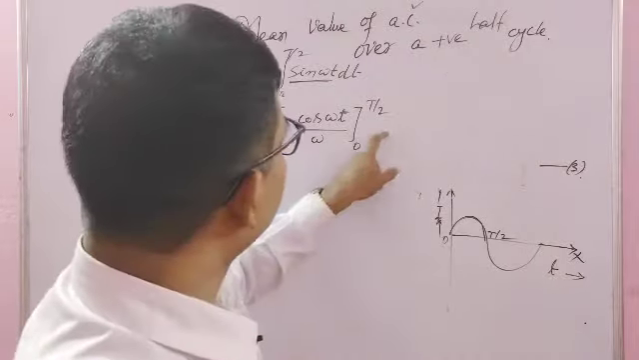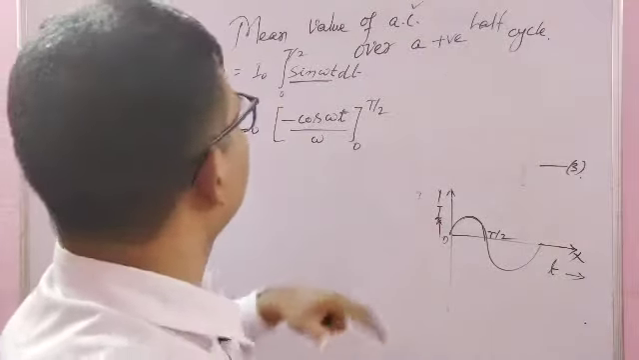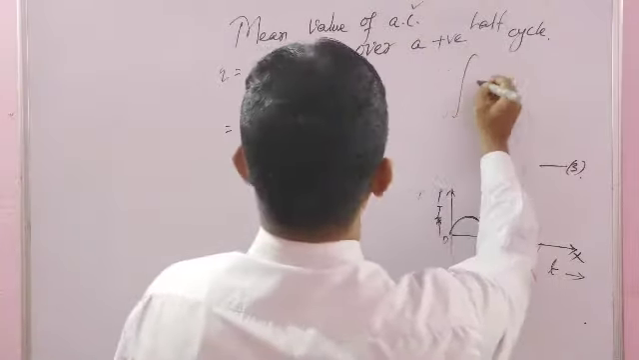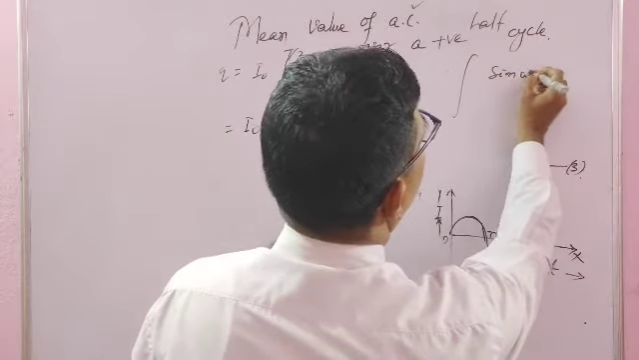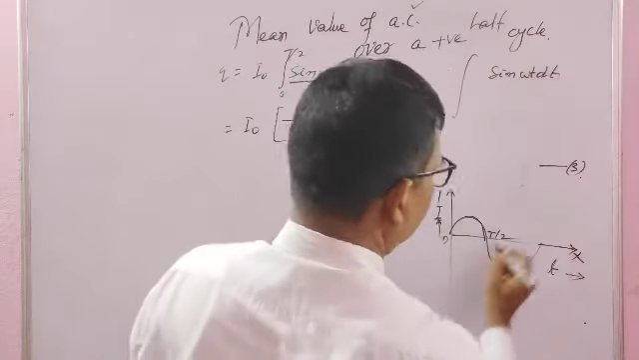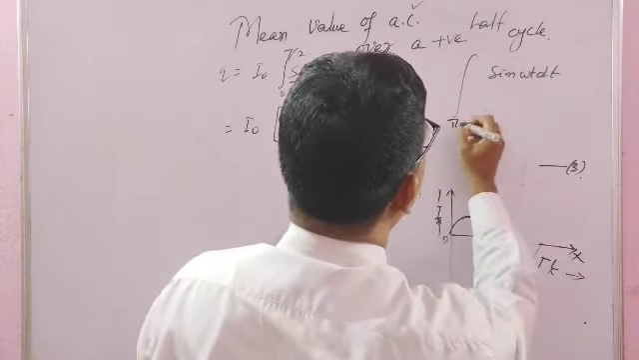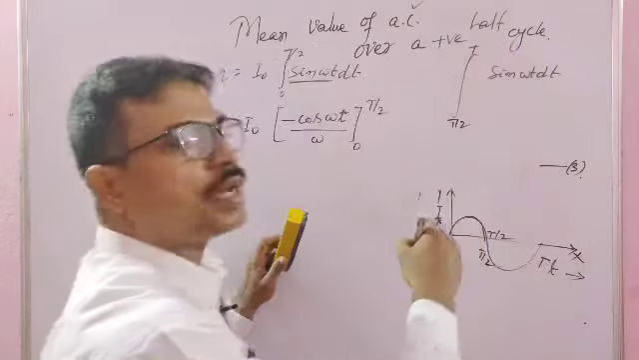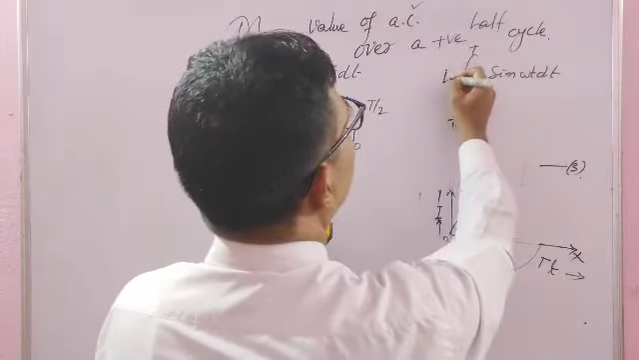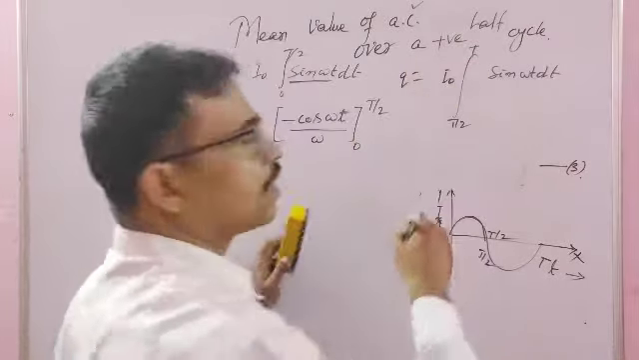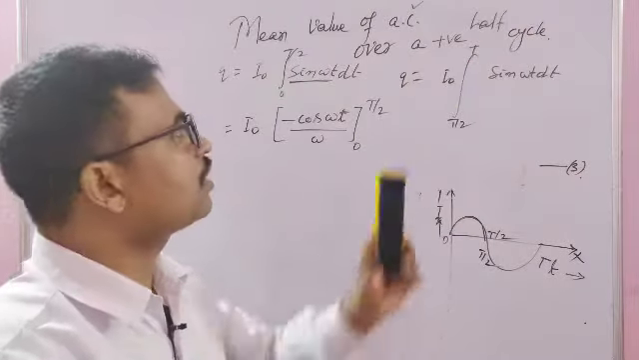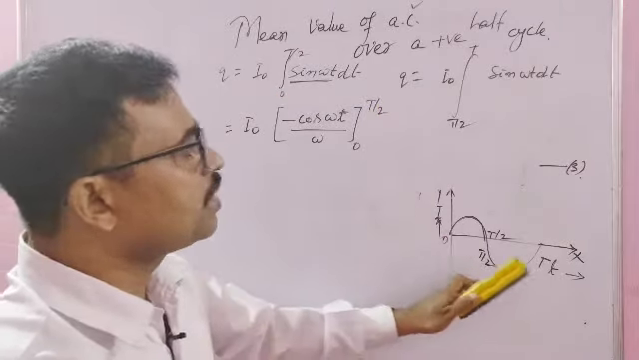Here positive, for the positive half cycle, but for the negative half cycle, sin omega t dt, so it is T by 2 to T. Only the limiting value will change. That remains constant. Are you understanding or not? This point: only the limiting value will change.